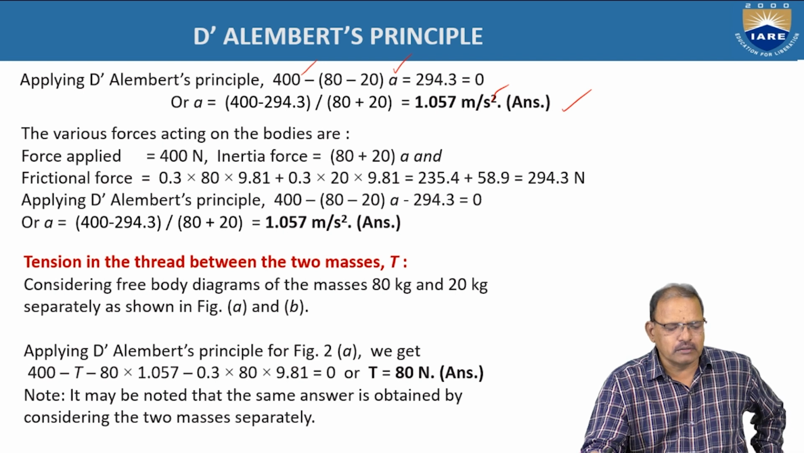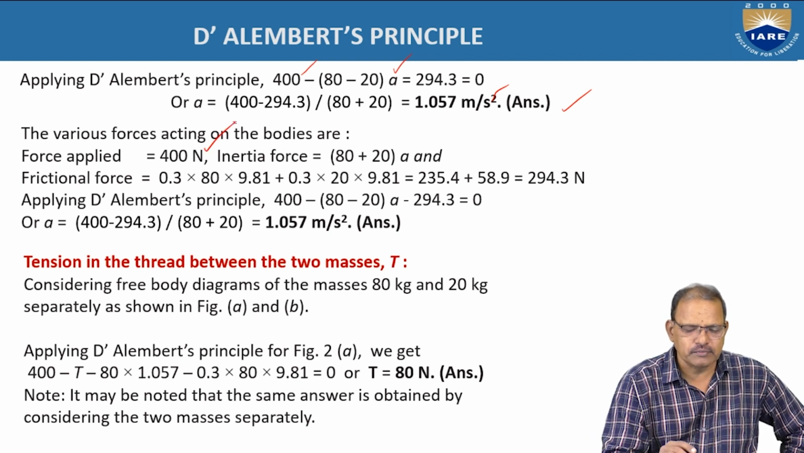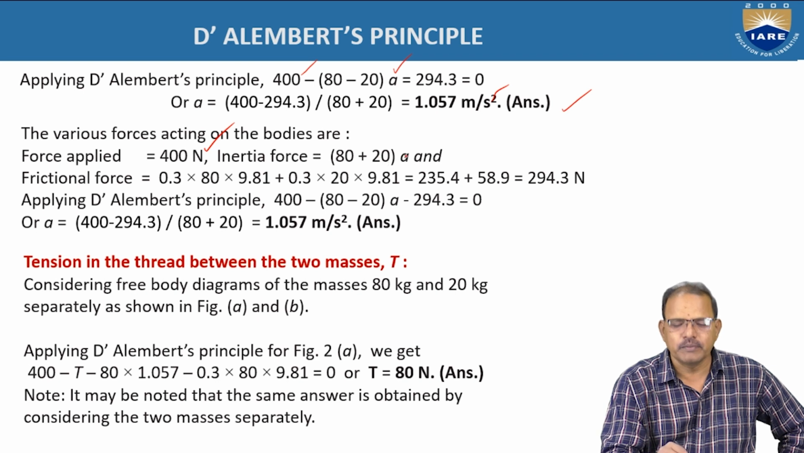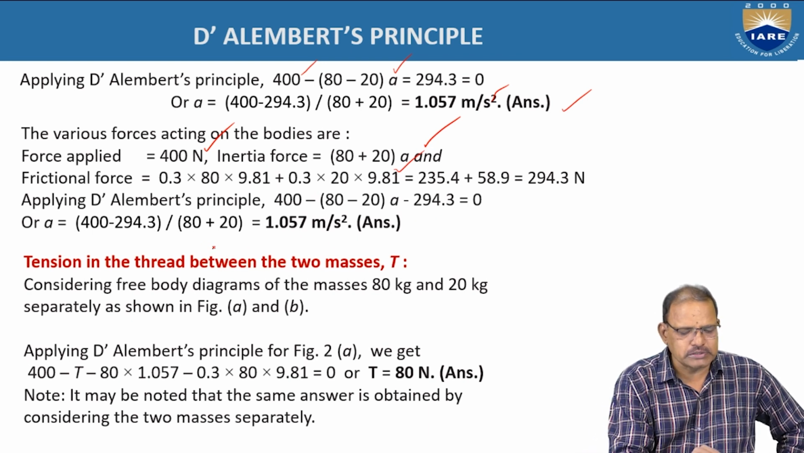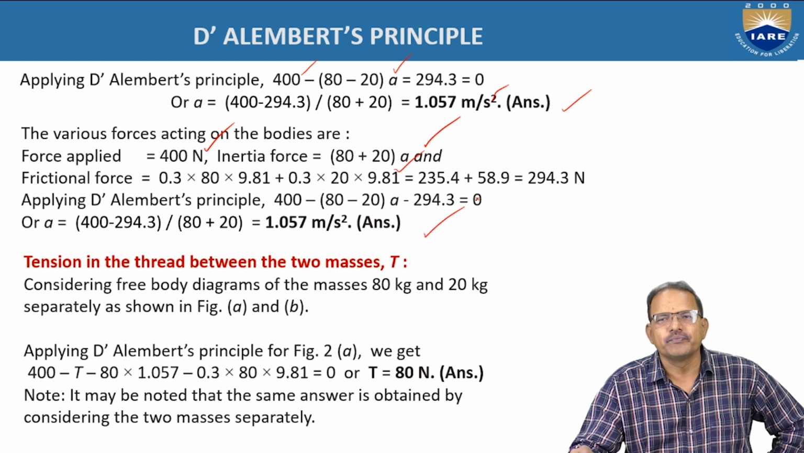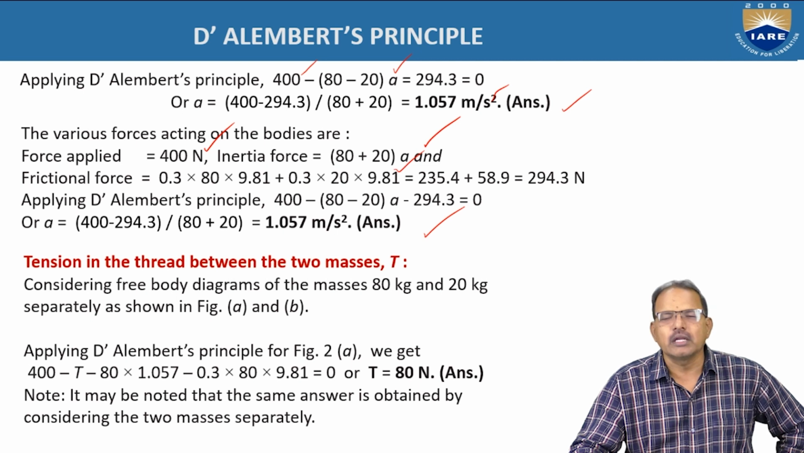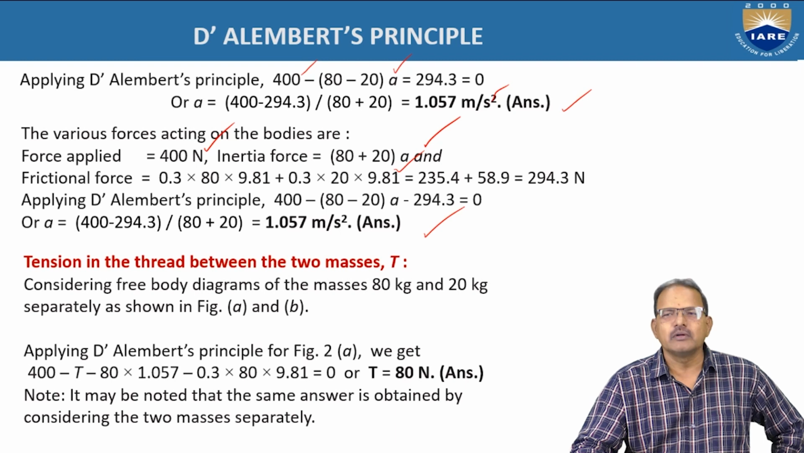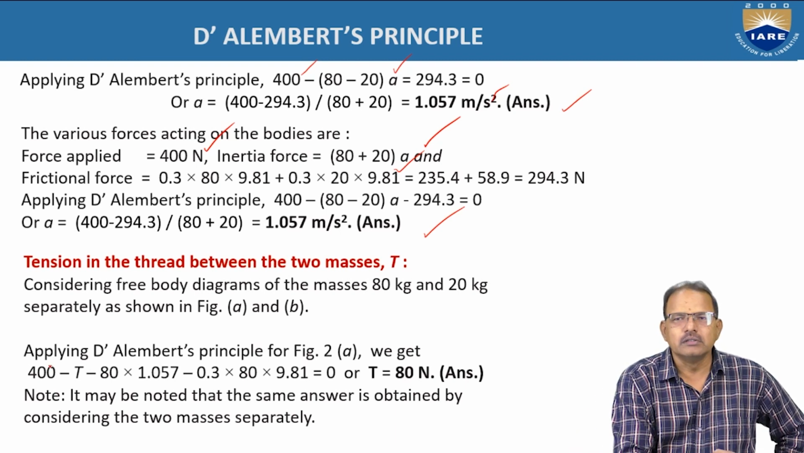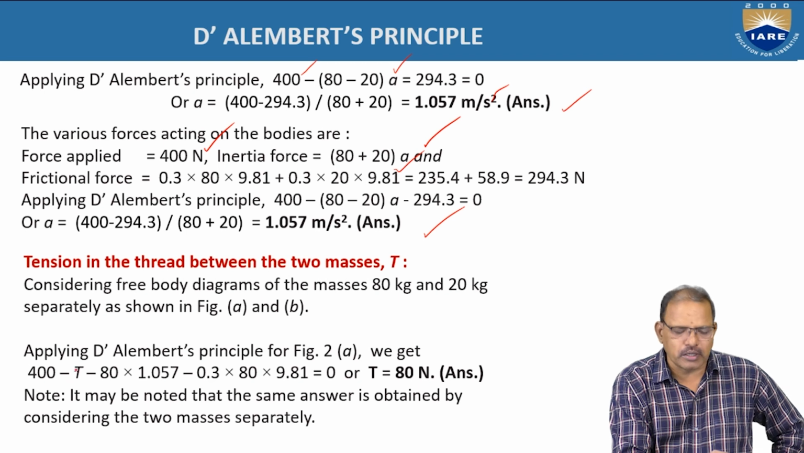So the forces applied are 400 newtons. The inertia force is equal to 80 plus 20 into A. The friction force is equal to 0.3 into 80 into 9.81, plus the same for the 20 kg load. Applying D'Alembert's principle, we get the force. Tension in the thread between the two masses: consider any one of the objects only. Now I am taking figure number 2, that is the 80 kg body.